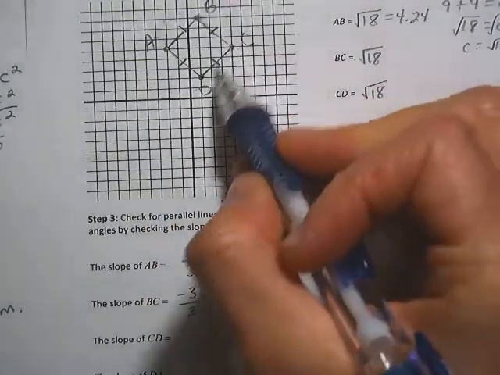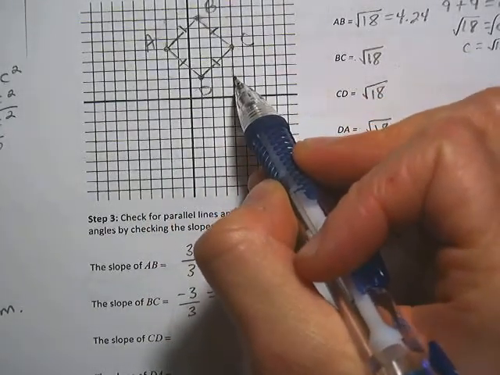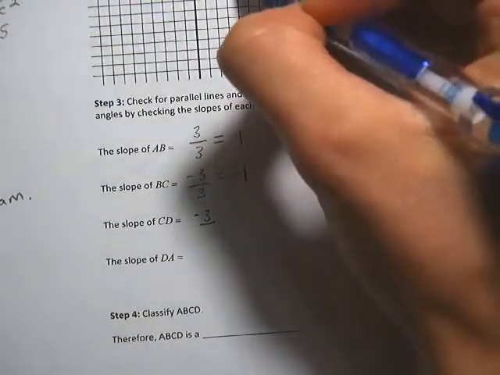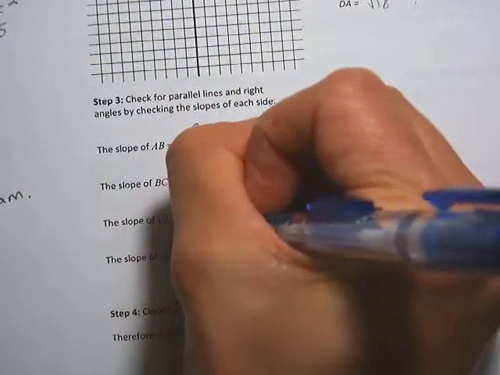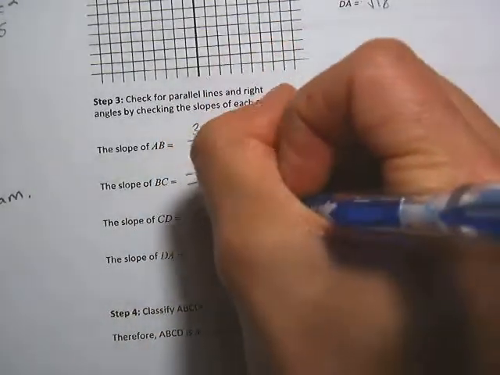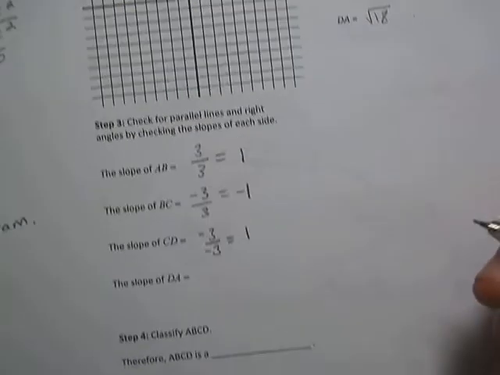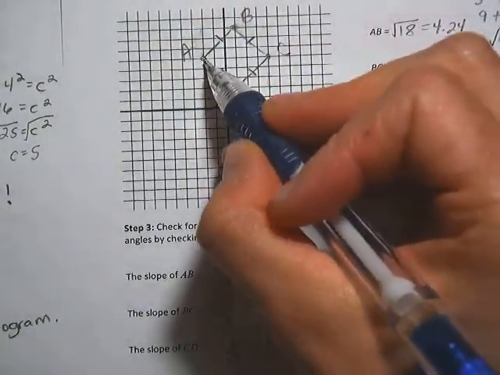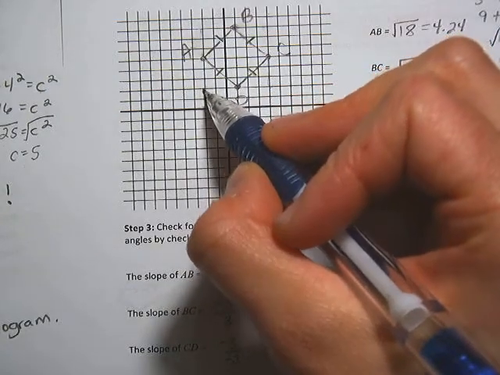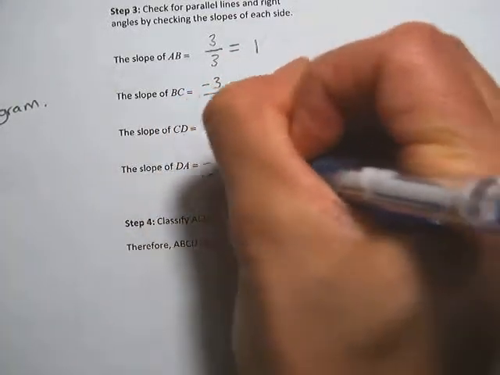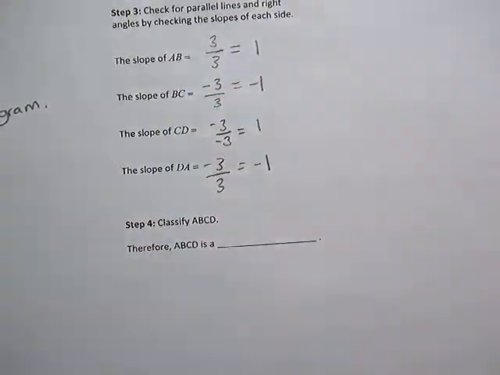Okay. CD, I have to go down 3, which is a negative 3. And then I have to go left 3. So that's a negative 3. Going left is negative. And so negative 3 over negative 3 is 1. And then DA, last one. You can go from any point to the other one. So I'm going to actually start at A. So I have to go down 3 and then right 3. So down 3 is a negative 3. Right 3 is a positive 3. So that ends up being negative 1.